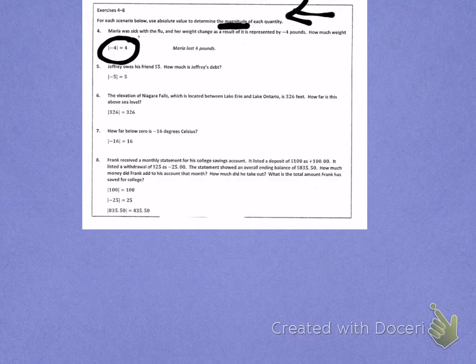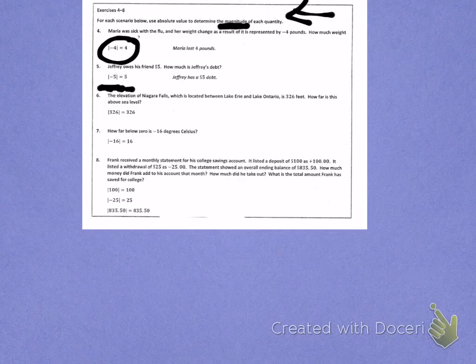For the next problem here, question 5, Jeffrey owes his friend $5. How much is Jeffrey's debt? So if it shows -5 absolute value, that's how much he owes. So the magnitude would be the 5 spaces from 0. You would answer Jeffrey has a $5 debt.